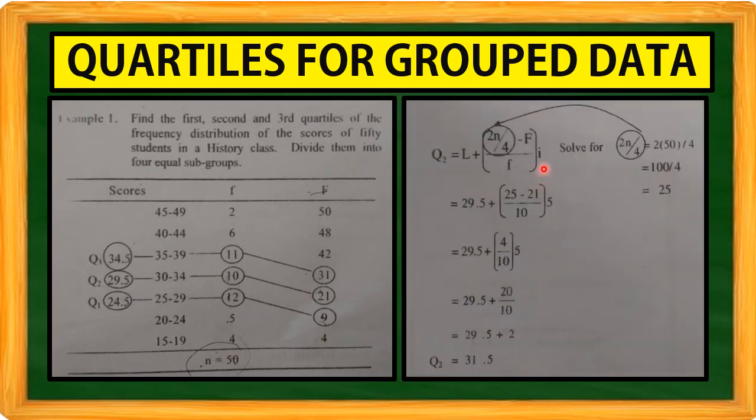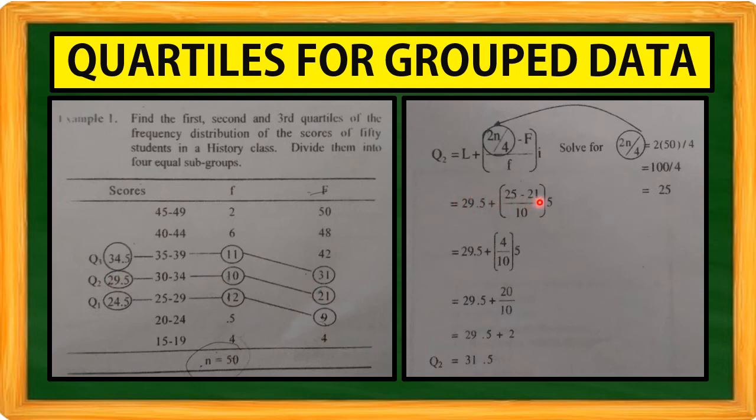Proceed po tayo sa quartile 2. So sa quartile 2, compute muna natin tong value ng nasa circle. 2 times 50 divide 4 is 100 divide 4 is equal to 25. So saan nagpo-fall ang 25? Nandito siya sa 31. So ang kukunin natin is ang 30 to 34. 30 minus 0.5 is 29.5, or 29 plus 30 is 59, divide 2 is 29.5. So, 29.5 yung lower limit natin.